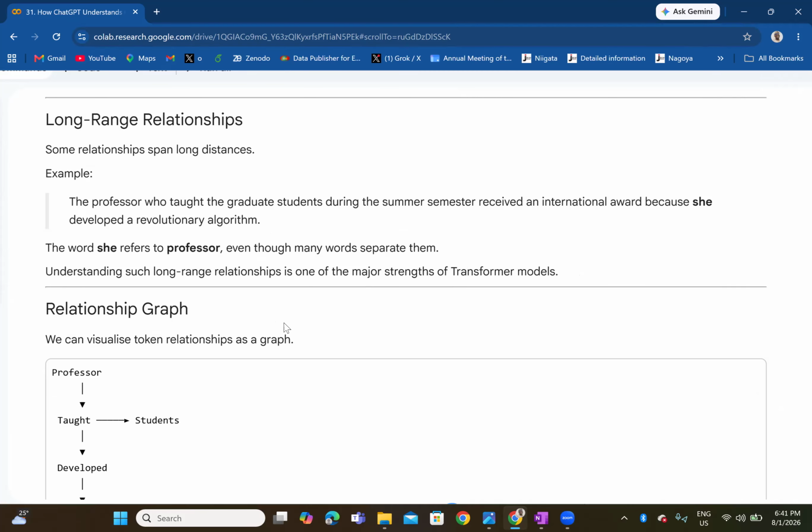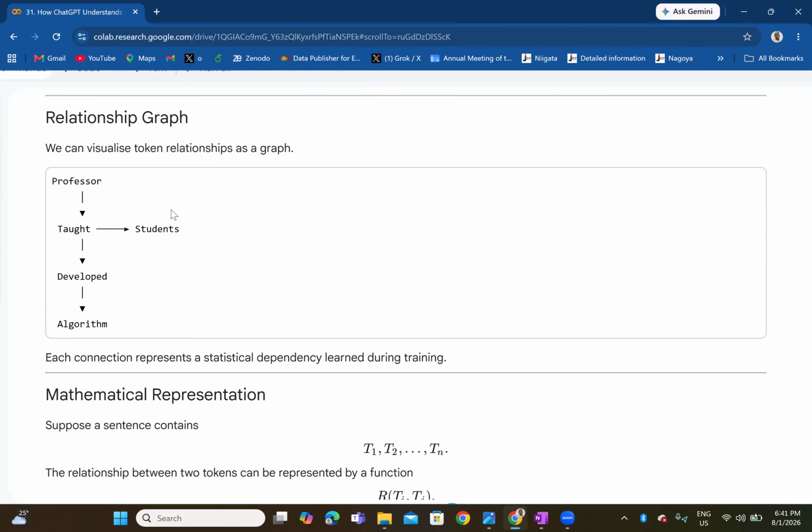So we can then talk about a relationship graph. We can visualize token relationships as a graph. So you have professor, taught, student, developed, algorithm. You can have professor-taught, taught-student, taught-developed algorithm. Each connection represents a statistical dependency learned during training.